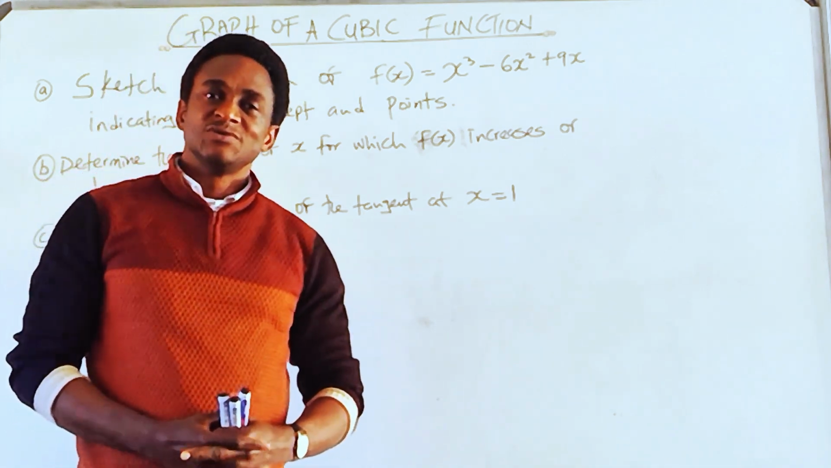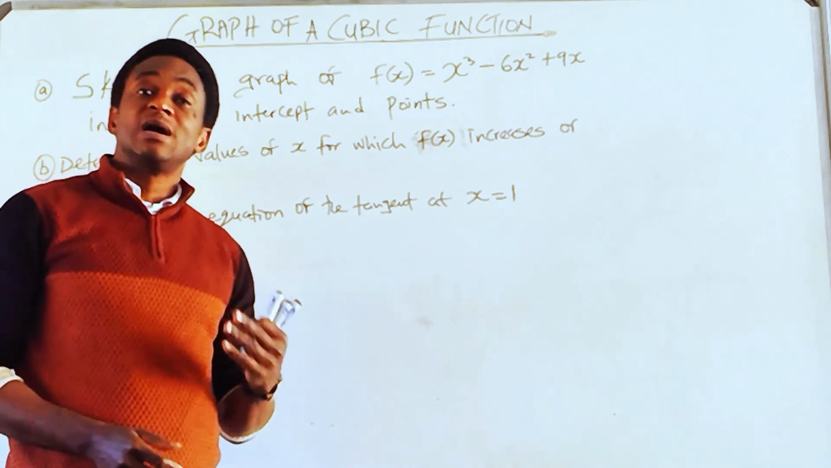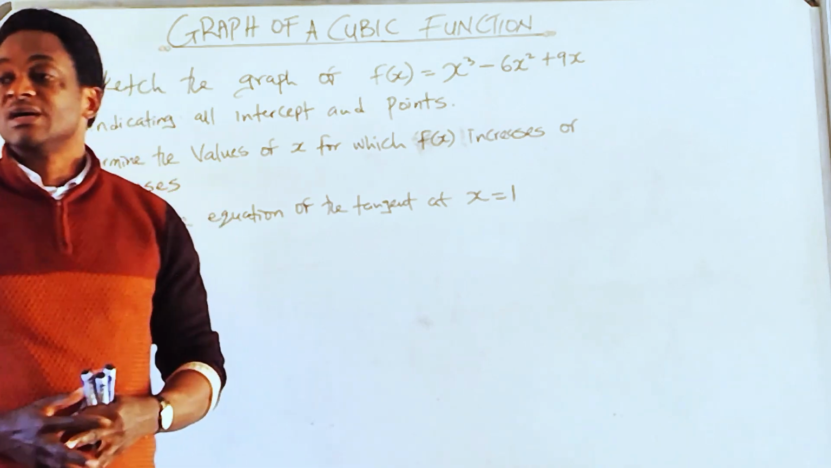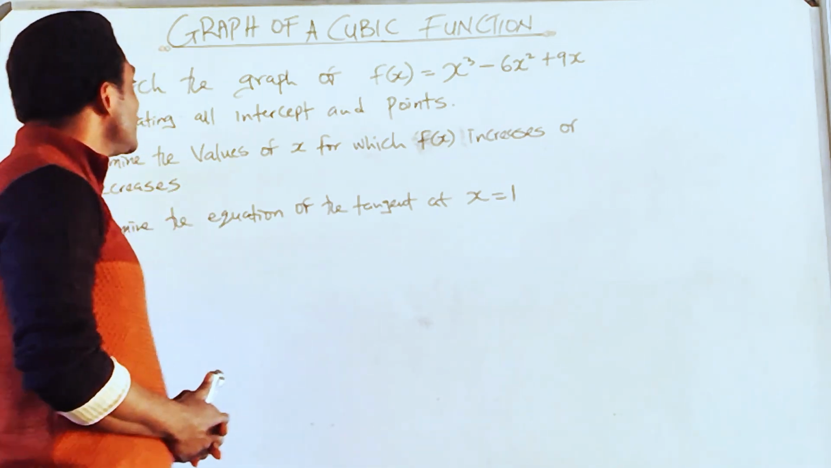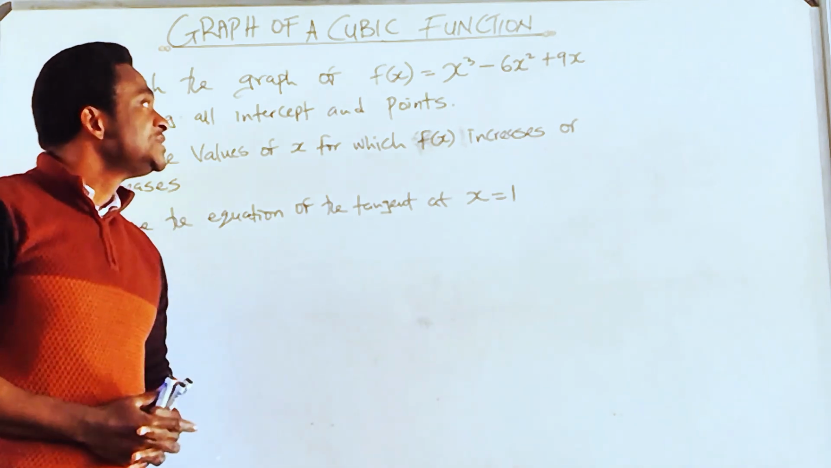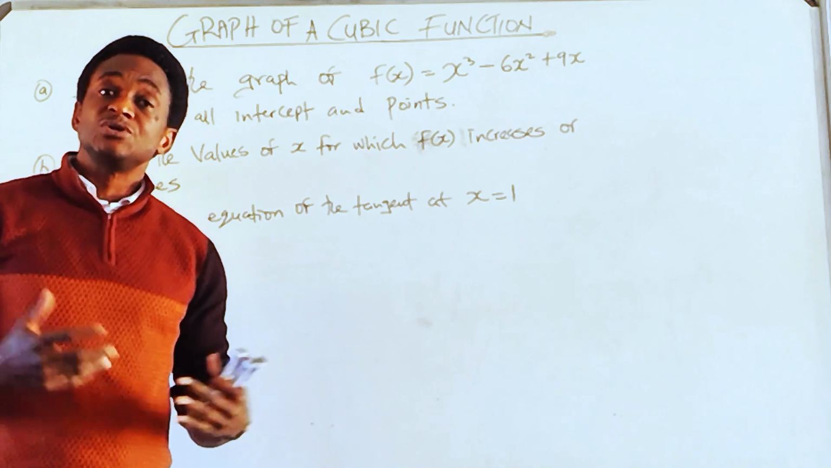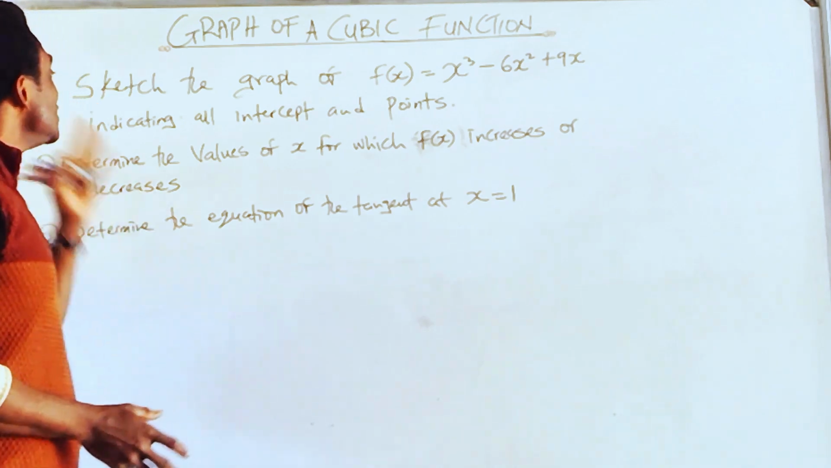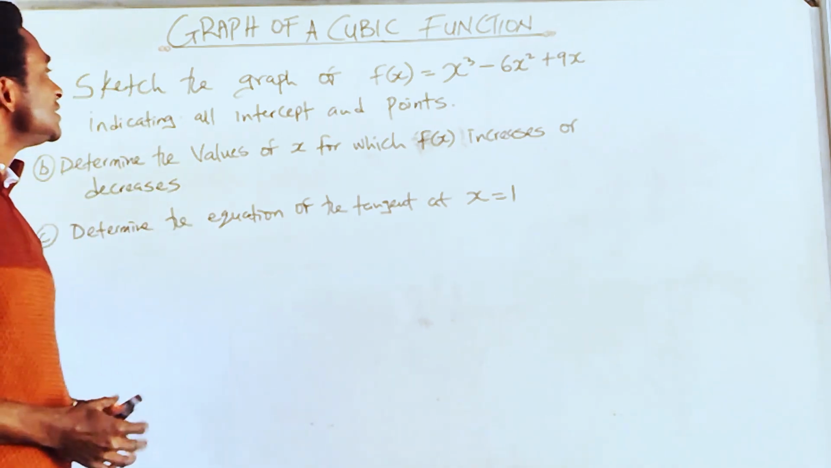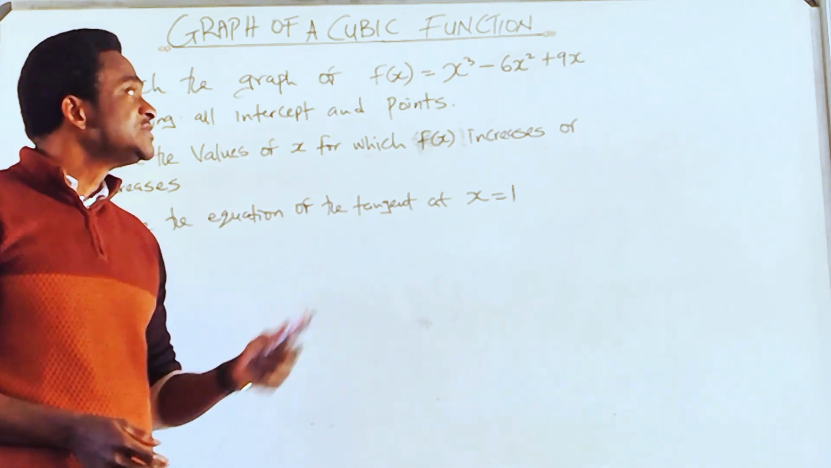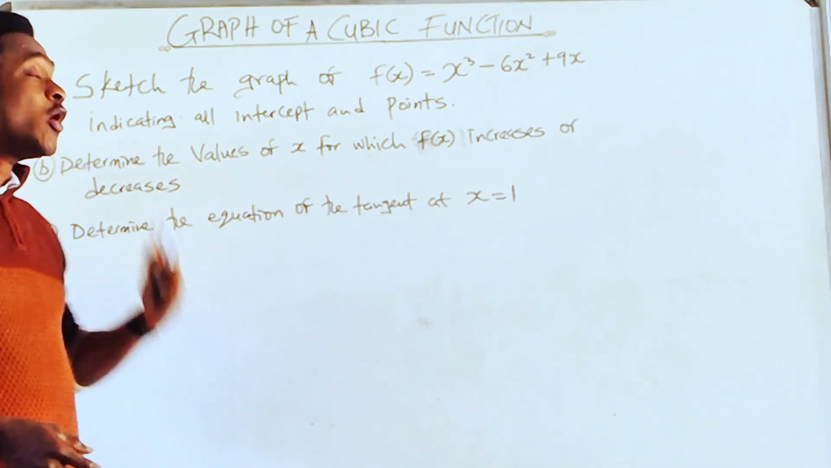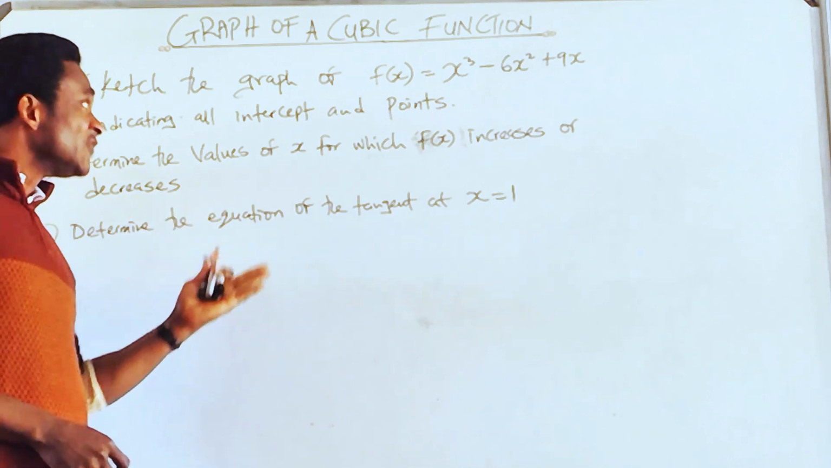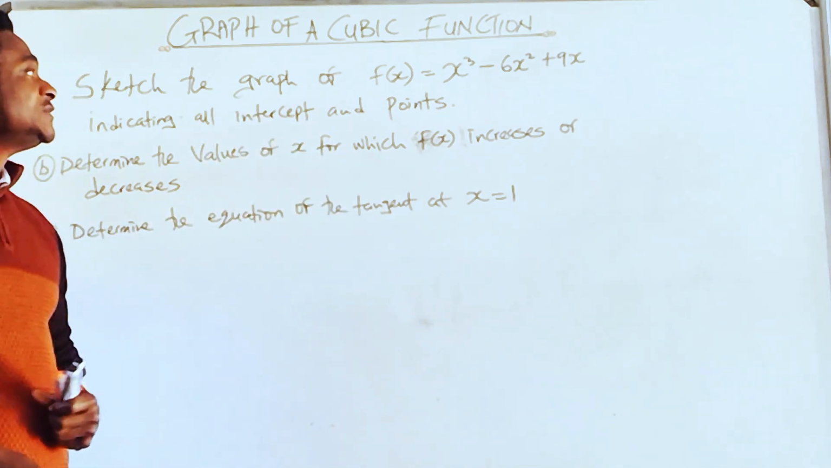Hello, lovely people. For today, we are going to look at how to sketch cubic function graphs, or what we regard as the graph of polynomials. We have a question here, which we can also use to touch other parts and other things needed in a cubic function. The question says we should sketch the graph of f of x if f of x is equal to x cubed minus 6x squared plus 9x. And we should also indicate all the intercepts and points. After that, we'll go through the second question and then the third question.